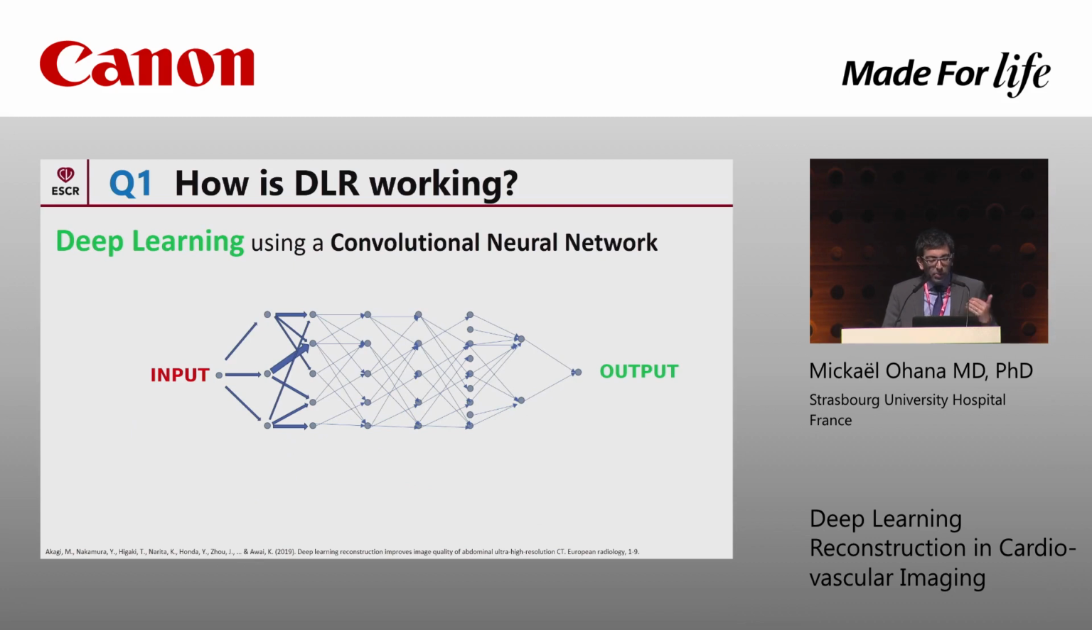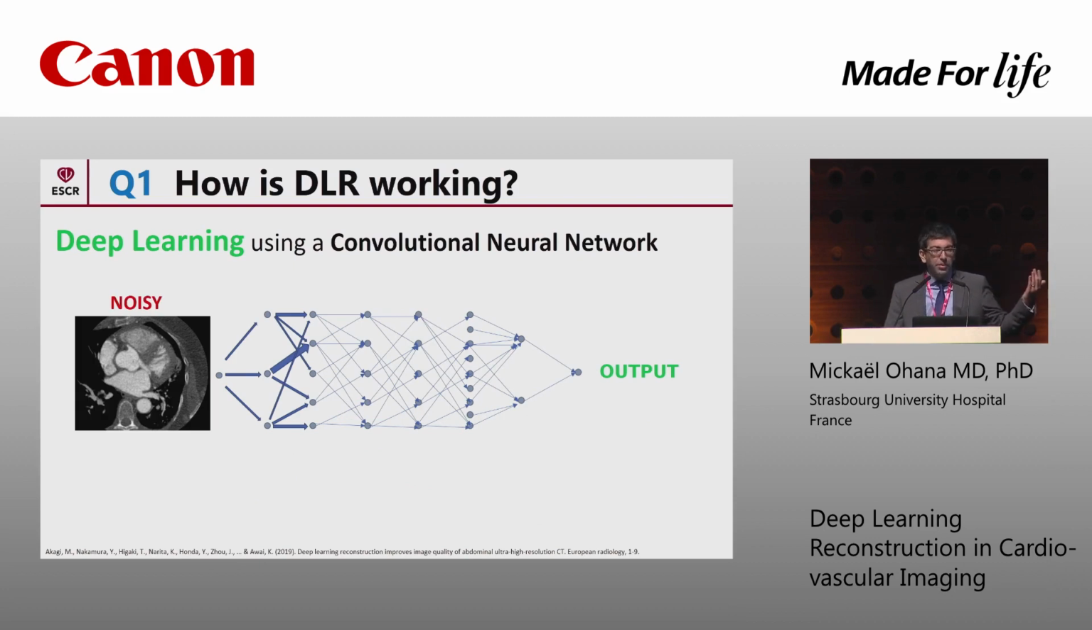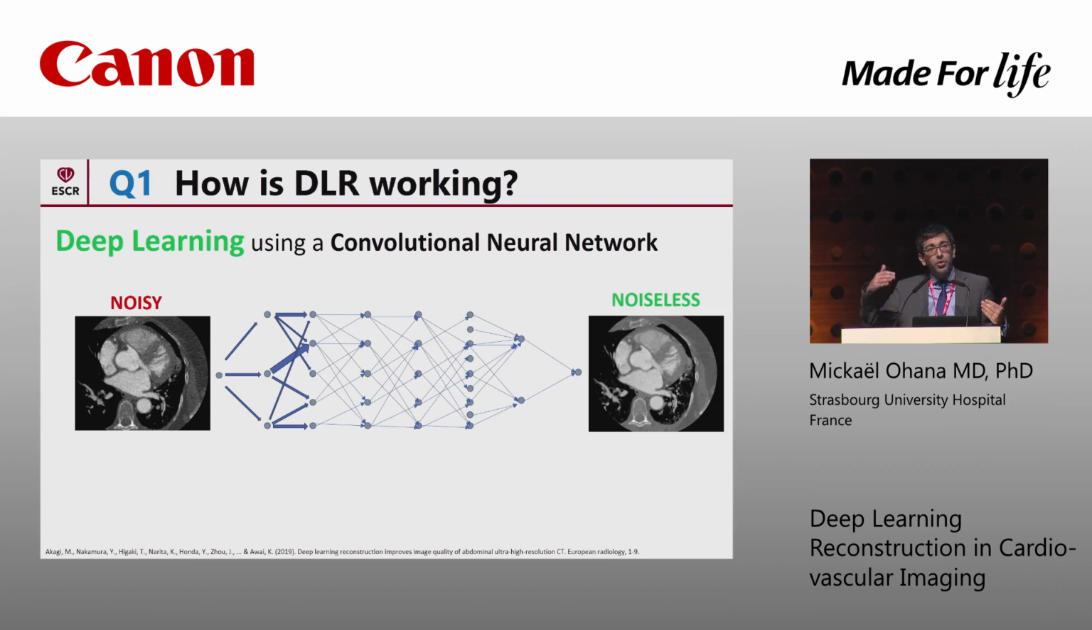So how can we apply this to DLR? Well, it's very simple. The input is a noisy image, and the output, what we want to achieve, is a noiseless or as noiseless as possible image. So now there is a question: how can you obtain noiseless images? Of course it's not fully noiseless, it's as noiseless as possible.